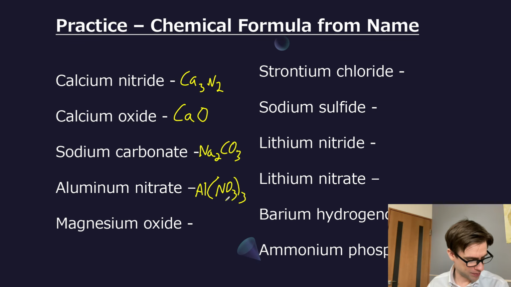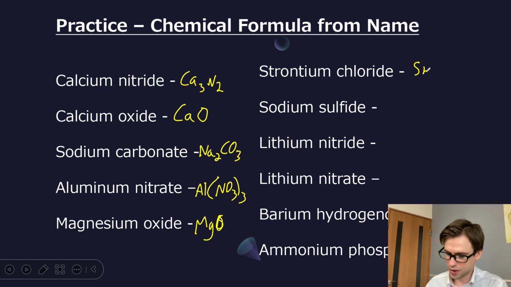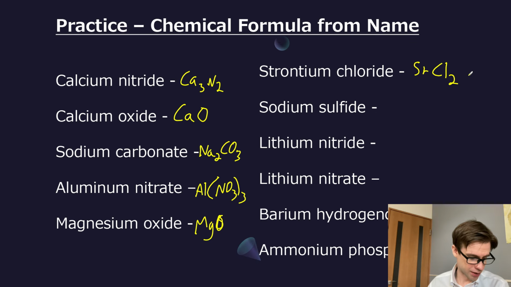Okay, magnesium oxide, easy one again. Mg goes 2 plus, O goes 2 minus, so MgO is fine. Sorry, that's an O, not a 6. Okay, strontium chloride. Strontium goes 2 plus, so we're going to need 2 chlorines. Chlorines go 1 minus, oxidation state. SrCl2. Sodium sulfide. Sulfur goes 2 minus, sodium goes 1 plus, so we're going to need 2 sodiums to balance out that sulfide.